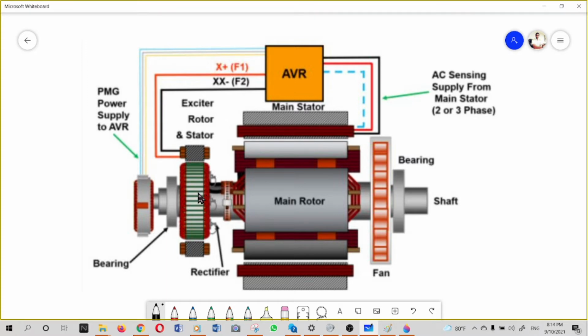And we can see a device called AVR, automatic voltage regulator, is monitoring the main stator voltage, and depending on the set point fed by the operator, it will increase or decrease the excitation voltage of the exciter. In return, the main rotor magnetic field will vary to maintain the set value of the stator voltage output.